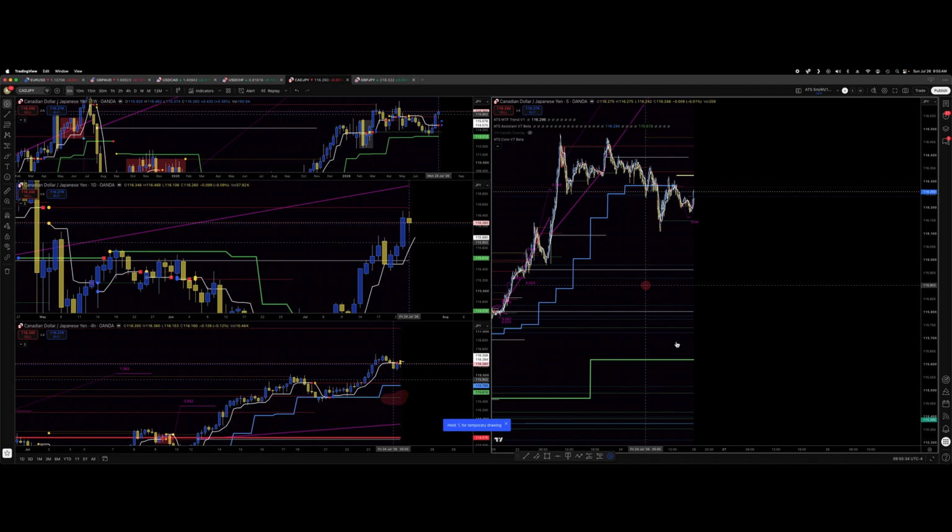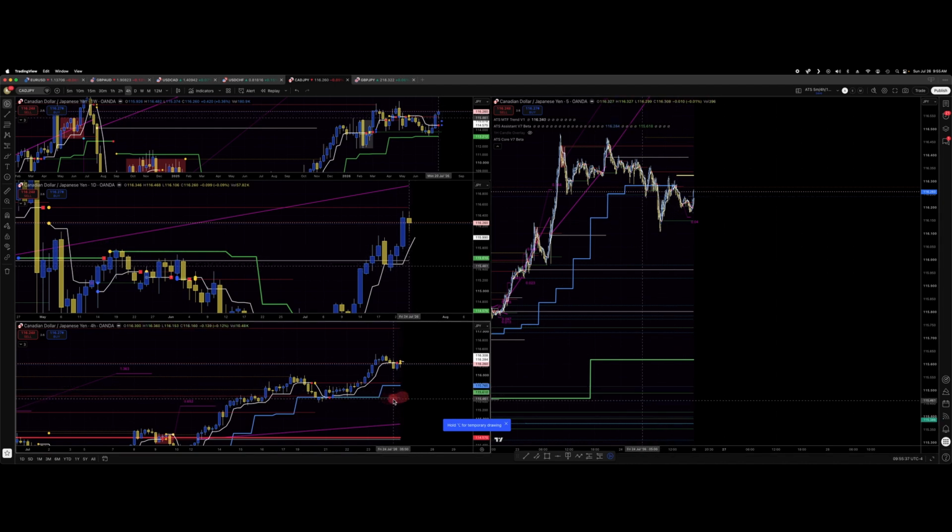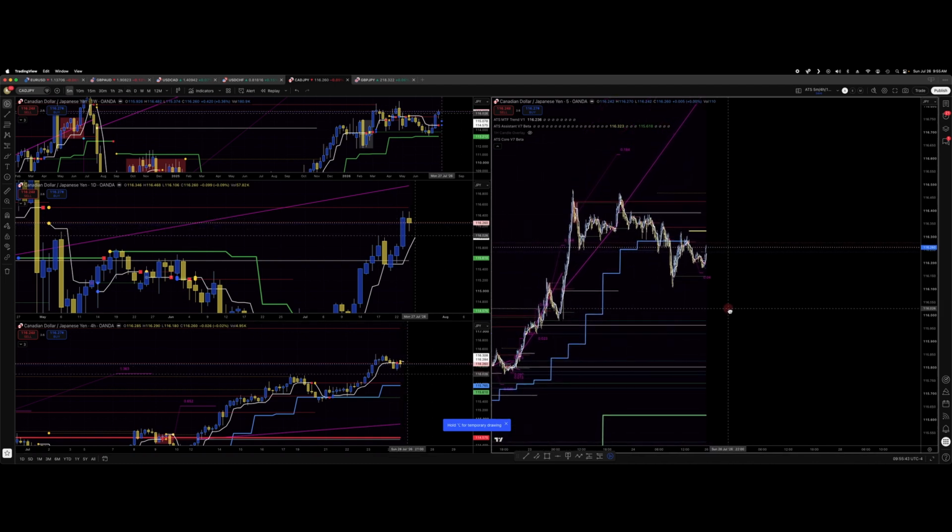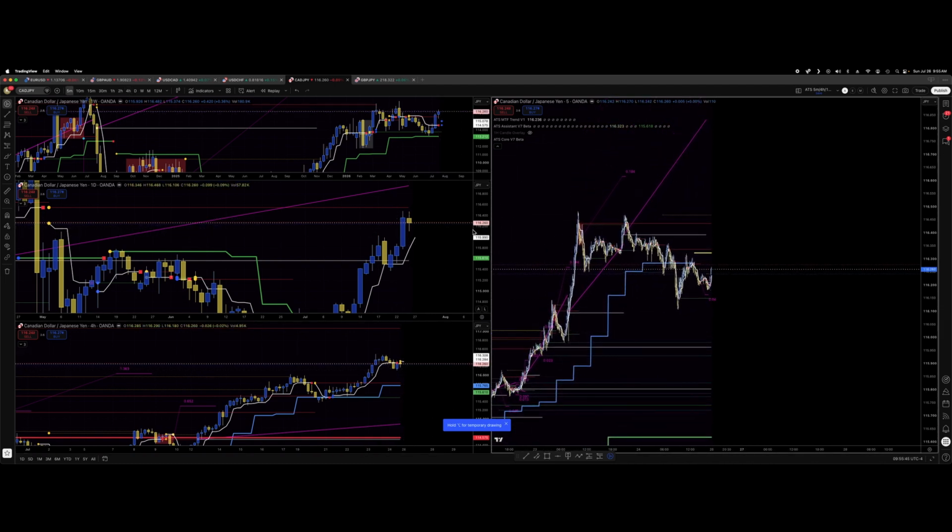That would be a nice profit there. So that's what I'm looking at for this early coming week on the Canadian dollar, Japanese yen. Hope it works out. I hope I start to get some views.